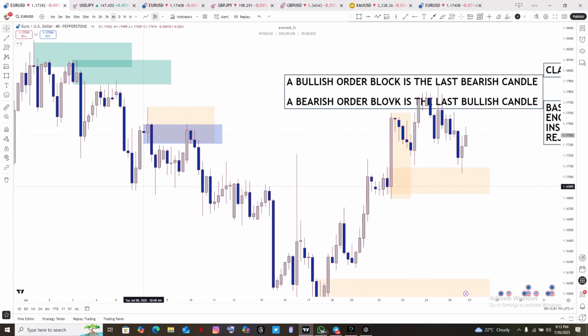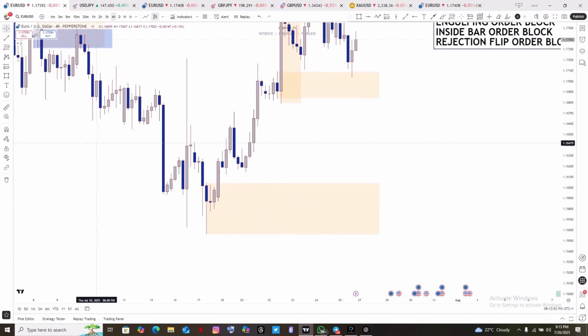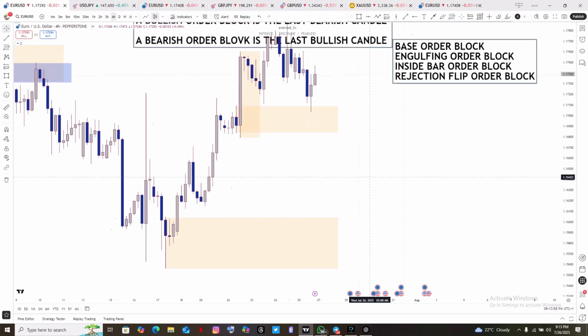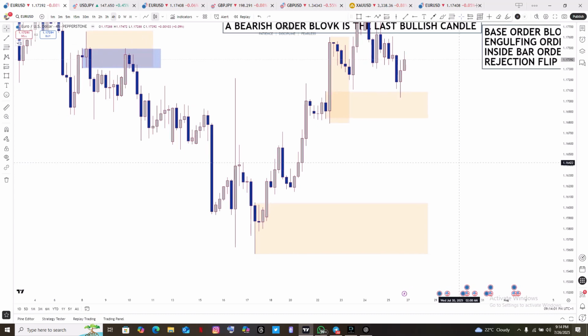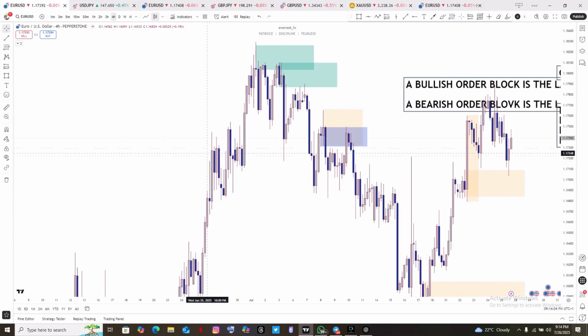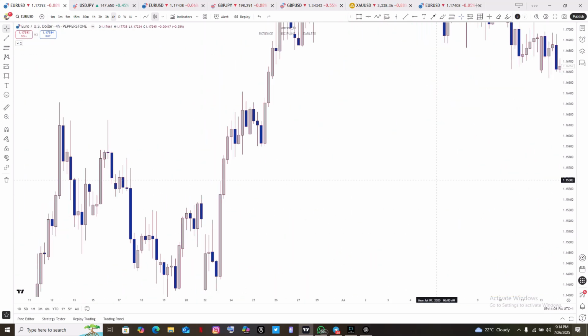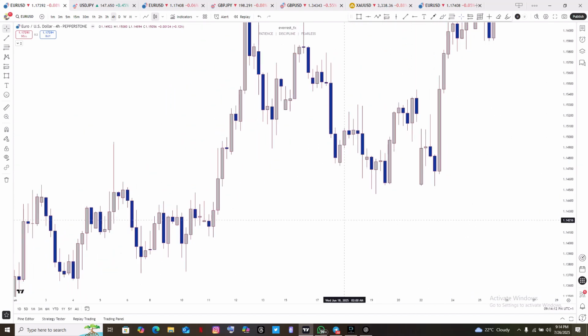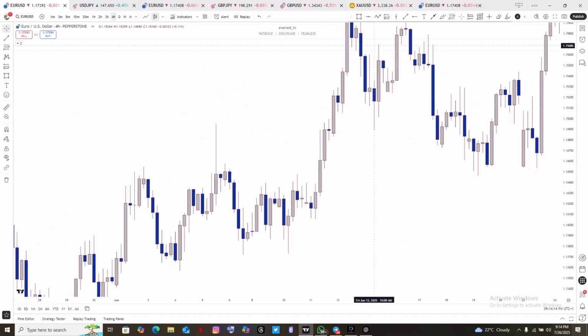So we still have many more examples. Now, next, I'll talk about the engulfing order block. Let me look for a perfect example that will explain what an engulfing order block is. Yeah, I have one here.